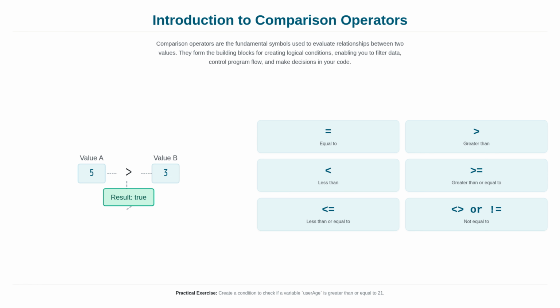To build our conditions, we use comparison operators. You're likely familiar with most of these: equals, greater than, less than, greater than or equal to, less than or equal to, and not equal. These are the building blocks of almost any filter you'll create.